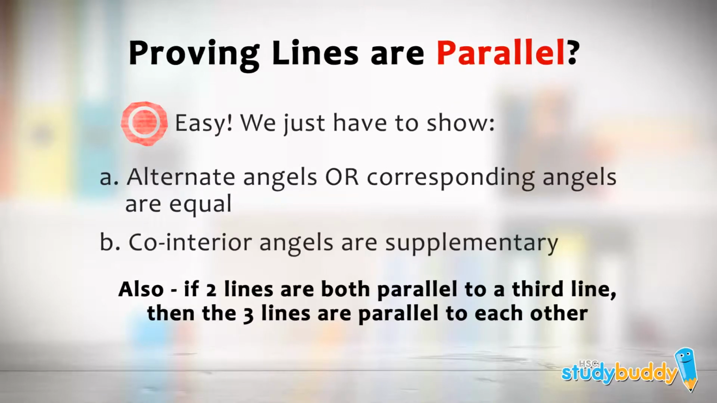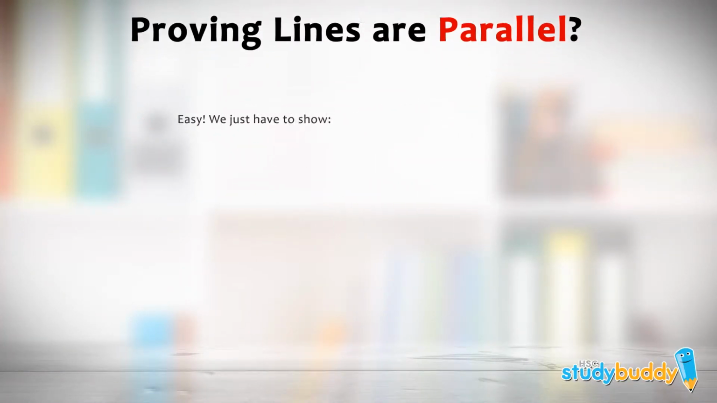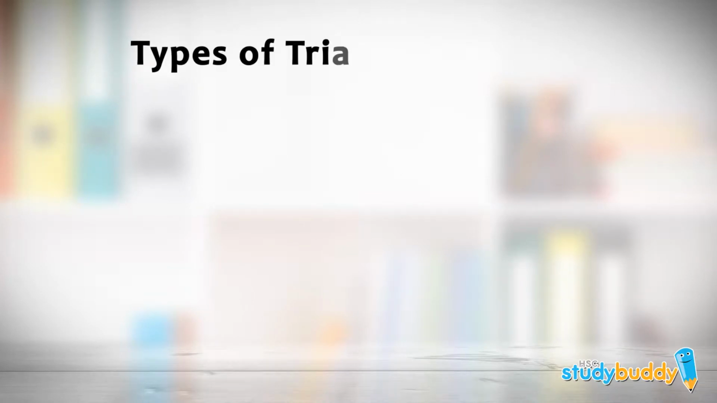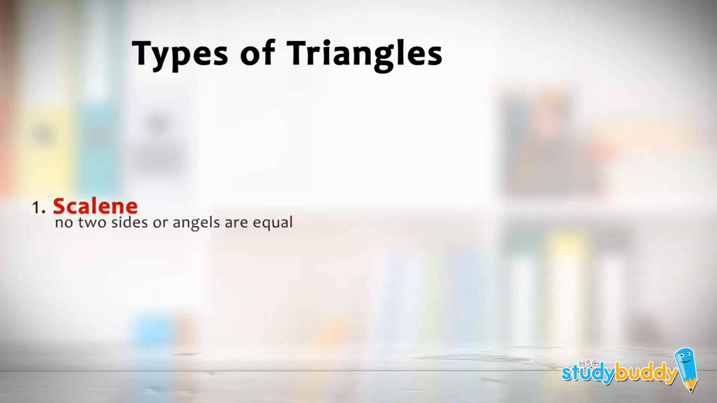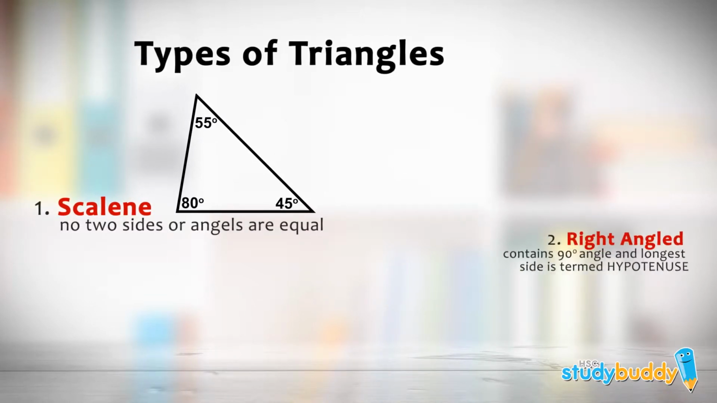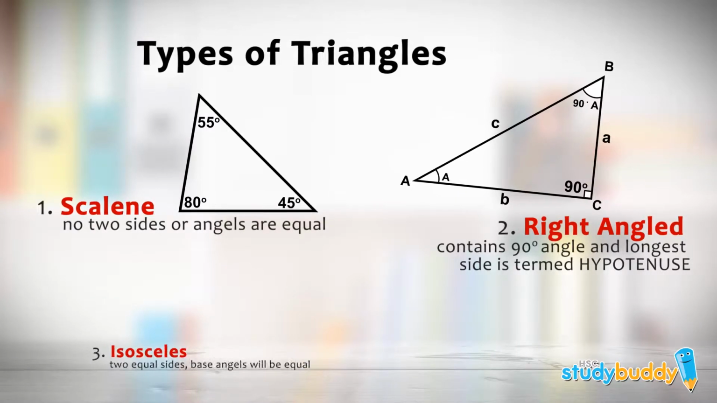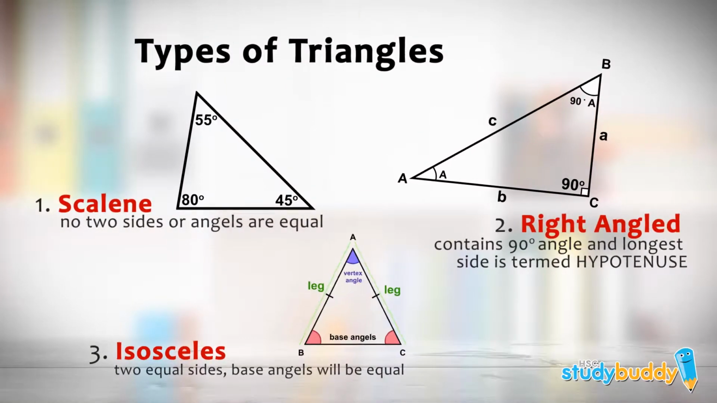Now we'll go have a look at some types of triangles. While this probably isn't the most common thing to be asked directly in a HSC question, again, knowing it can only help you in the context of a more complex question. So the first type of triangle I'll look at is the scalene triangle. This has no two sides or angles that are equal. Then we've got a right-angled triangle.